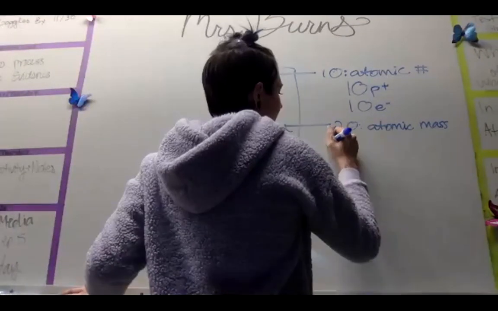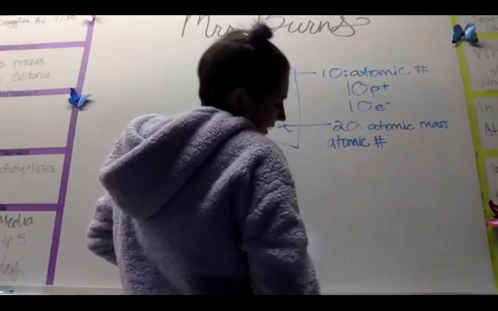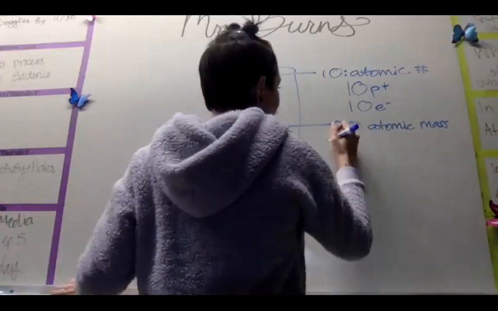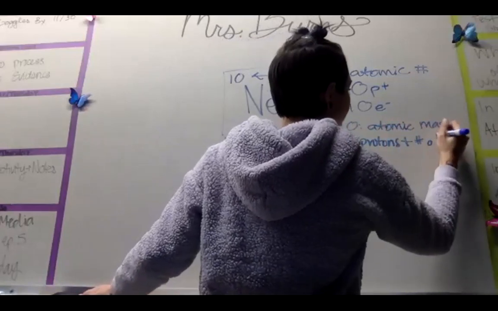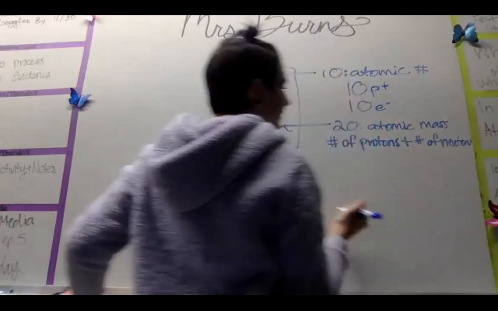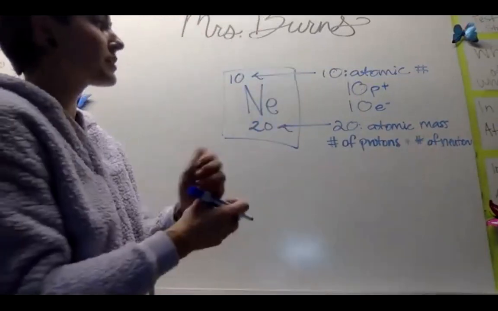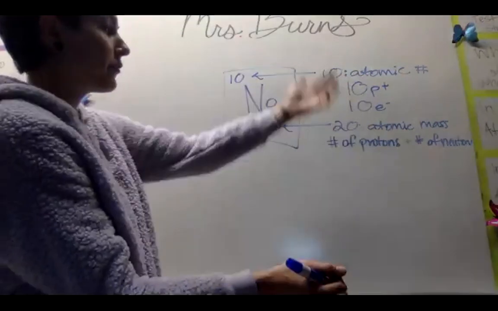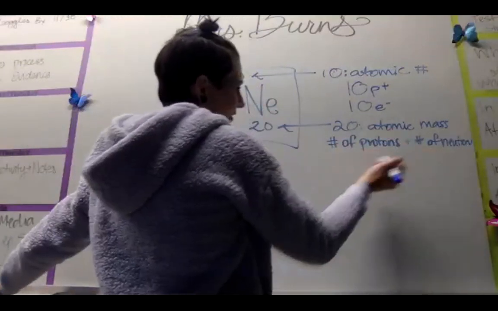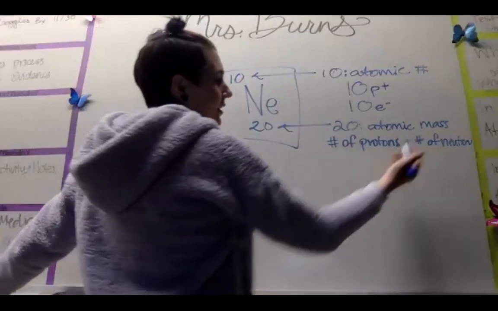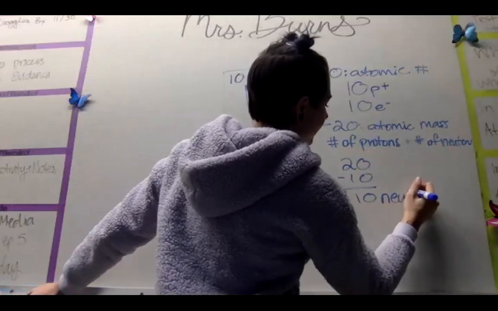Yeah, perfect. So my atomic mass is, technically, the number of protons plus the number of neutrons. Because I know that my atomic number is the number of protons, my atomic mass is also technically my atomic number plus the number of neutrons. So if I subtract the atomic number from the atomic mass, that'll give me the number of neutrons. So if I do 20 minus 10, that tells me I also have 10 neutrons.